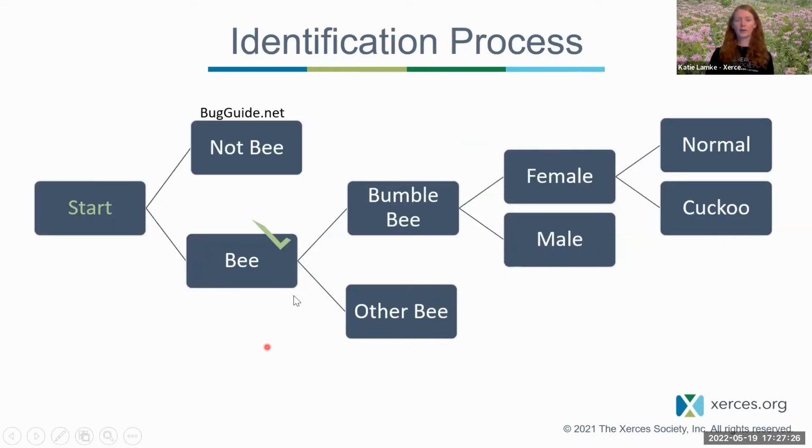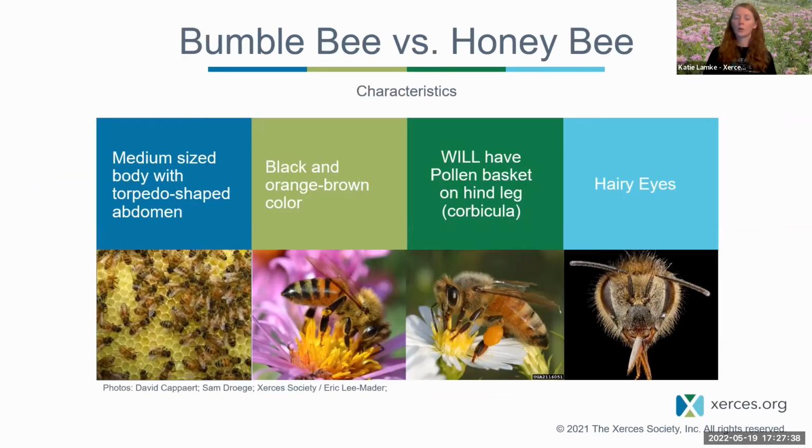Okay, so now we've figured out that we've at least got a bee. The next step is to figure out if it's a bumblebee or another type of bee. And there are really only 2 kinds of bees that you could confuse with a bumblebee. One of those is a honeybee, right? They're kind of similar in size. They have those large pollen baskets on the hind leg. They do have some orange and black, but bumblebees do not have these hairy eyes here.